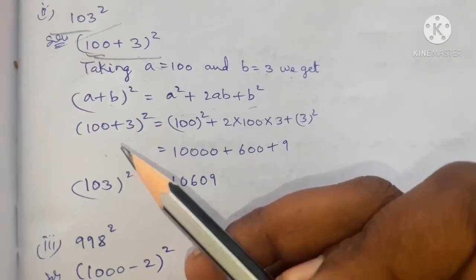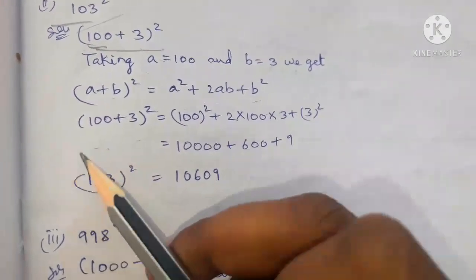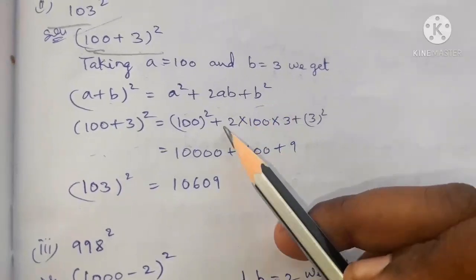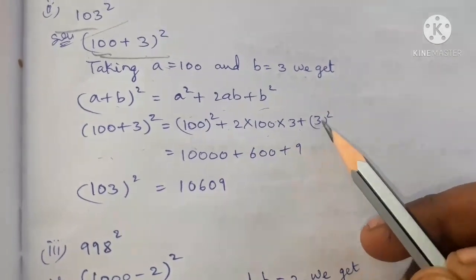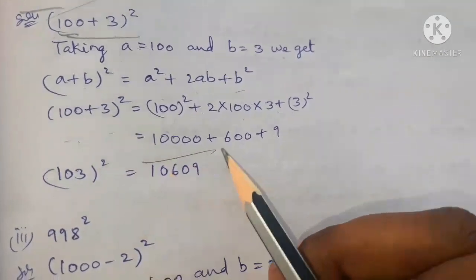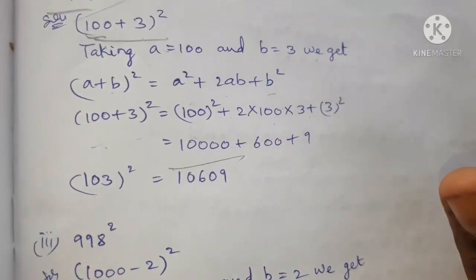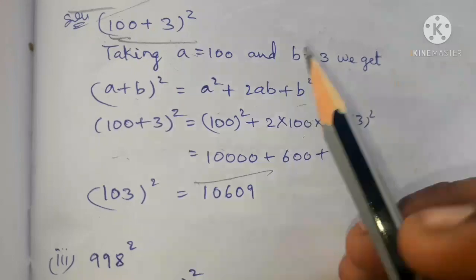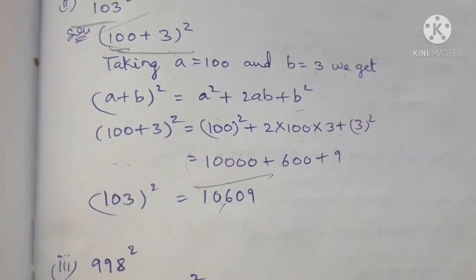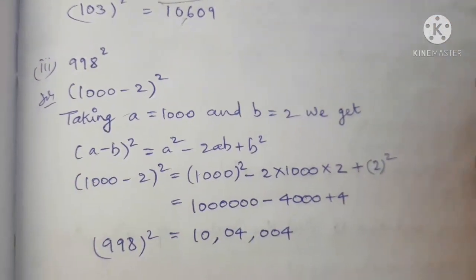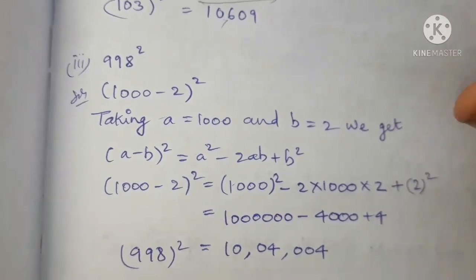And when you substitute the values of a and b, you get (100 plus 3) whole square equal to 100 square plus 2 into 100 into 3 plus 3 square. It is 10,000 plus 600 plus 9. So 103 whole square is nothing but 10,609. Okay. Now the third subdivision is nothing but 998 whole square.